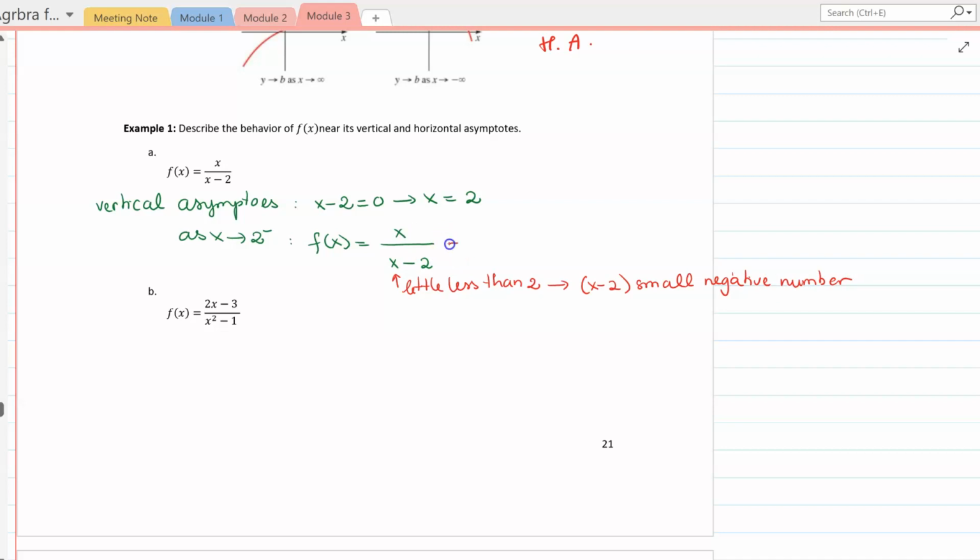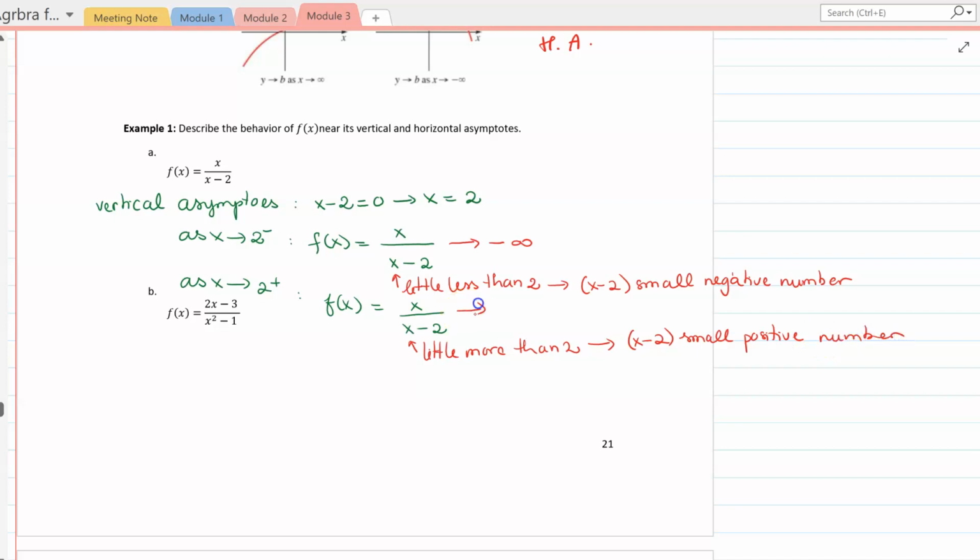This leads to this value f of x approaching negative infinity. Okay, so as x approaches 2 from the right-hand side, then f of x is equal to x divided by x minus 2. And this value x in this case is a little more than 2. This means x minus 2 is going to be a small positive number. This means the value of f of x then approaches infinity at the asymptote.